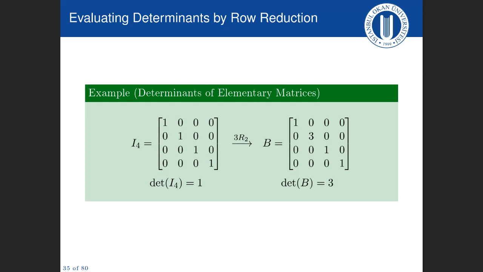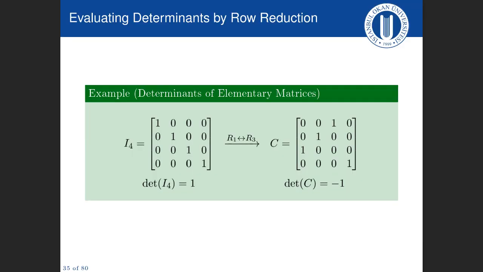Let's just look at elementary matrices. Elementary matrices are matrices where we start with the identity matrix and we do one row operation. So for example, start with I4 and multiply row 2 by the number 3. We multiply the determinant by 3. The determinant of this B is equal to 3, the determinant of I is 1.